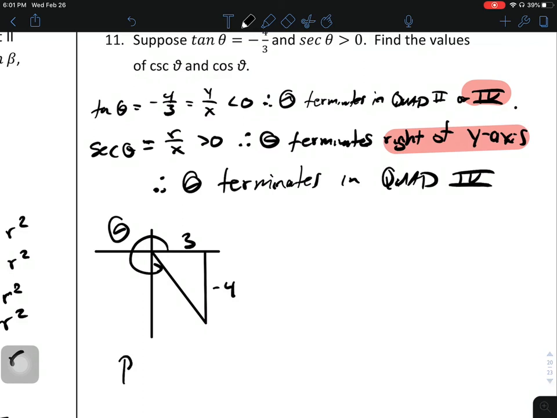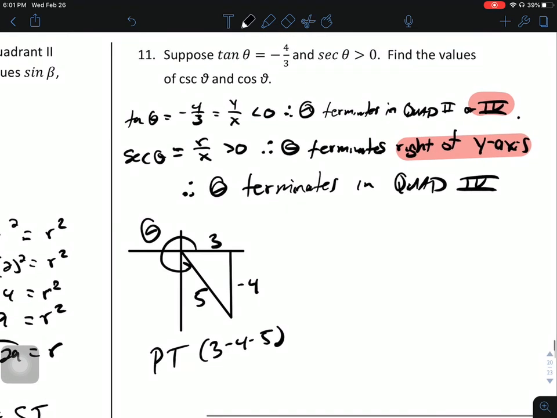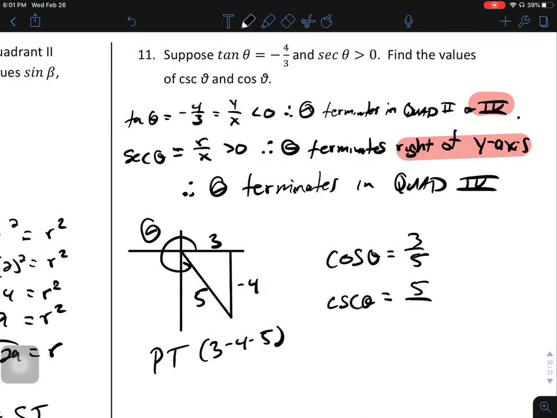Hey, this is the Pythagorean triple. It's a 3, 4, 5. The hypotenuse is always positive. Cosine of theta would be 3/5. Cosecant of theta would be 5 over -4.